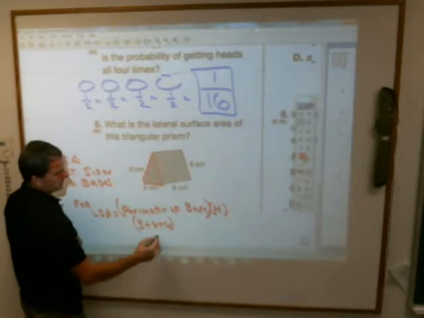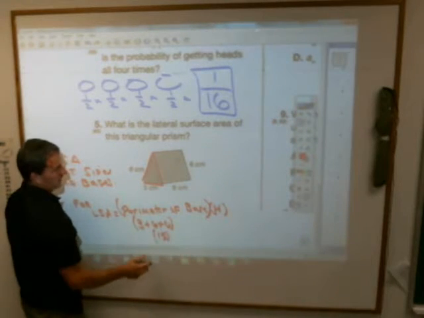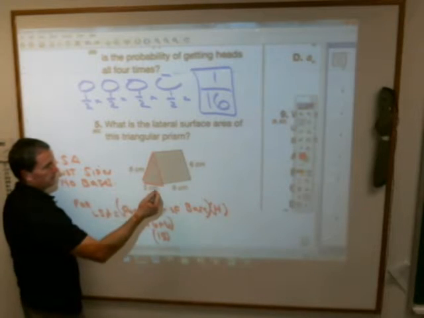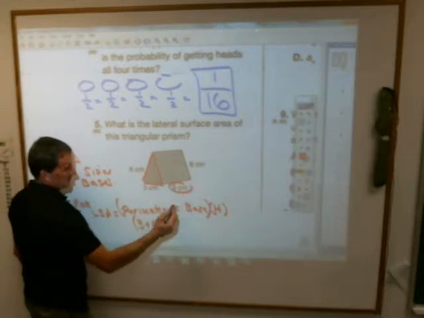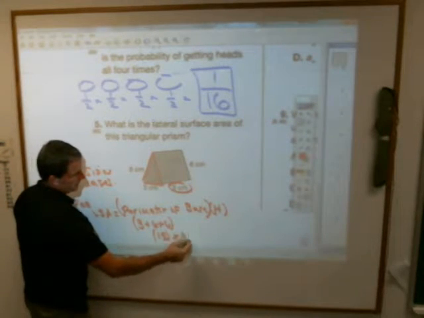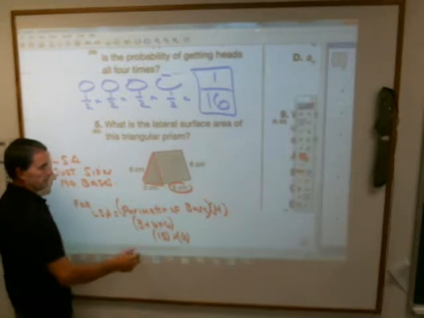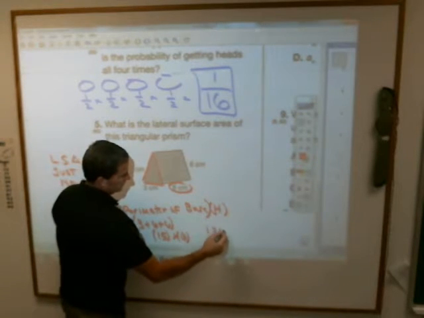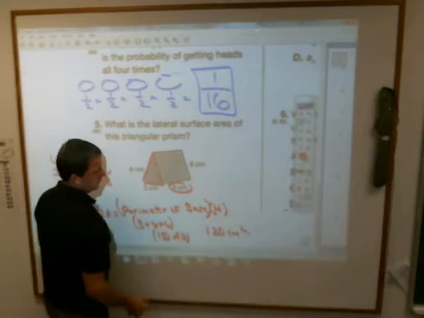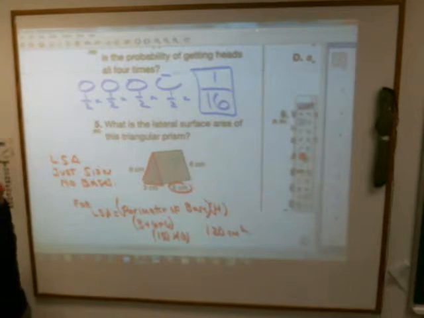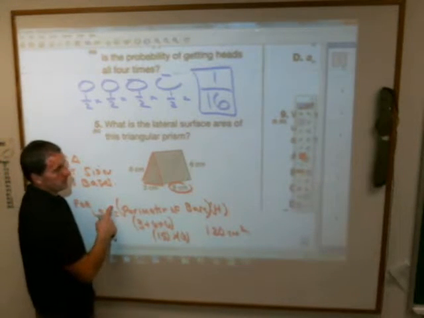Which to me looks like it is 15. And the height, if you set it on its base, the perpendicular line to the base is 8. So 15 times 8 will give you the lateral surface area, which is what? 120 centimeters squared. Which would be the exact same thing if you figured out the areas of all the sides.